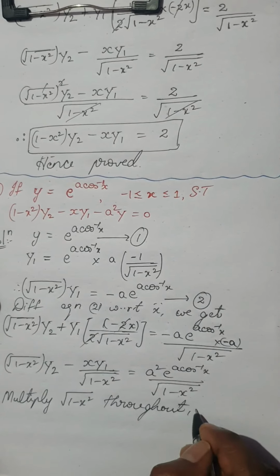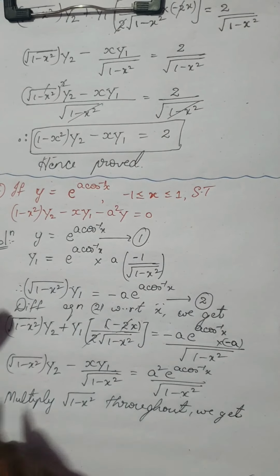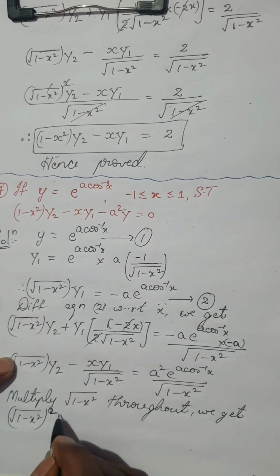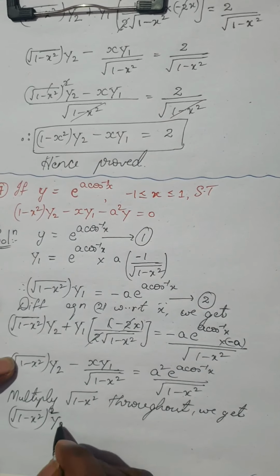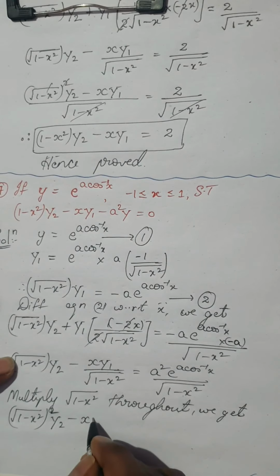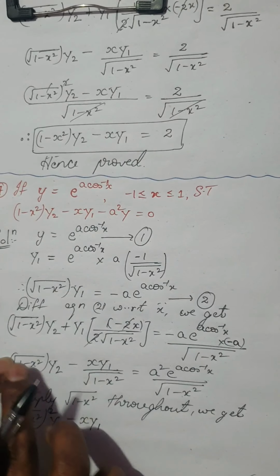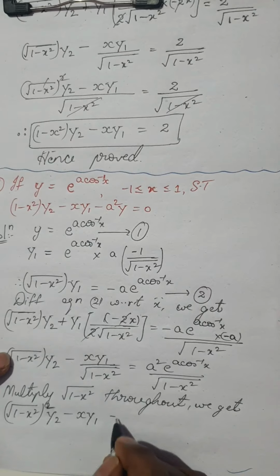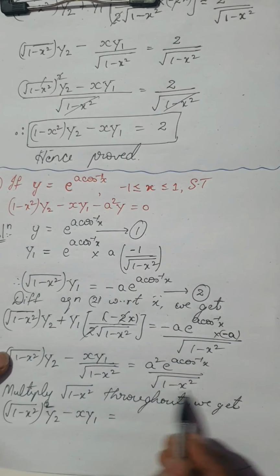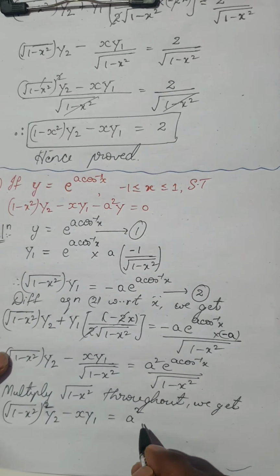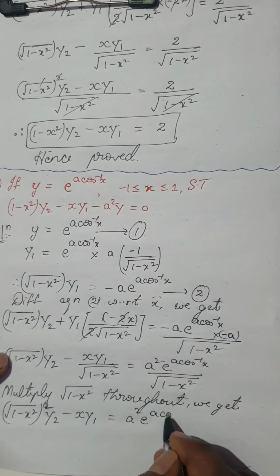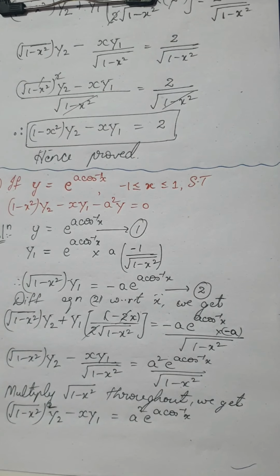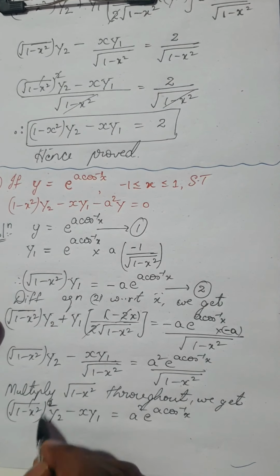Okay, we get, if you multiply this term, I have root of 1 minus x square whole square, because I already have the term, into y2 minus x into y1, because if you multiply the term, multiply and divide will be cancelled. So this is nothing but, again if you multiply, this term will go off. I am left over with a square into e power a cos inverse x. Okay, we have almost approached the solution here. So square and root will be cancelled.